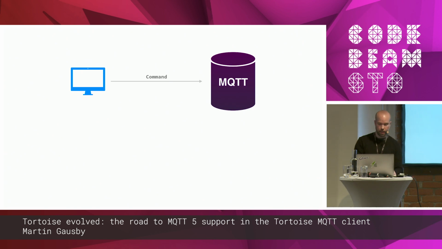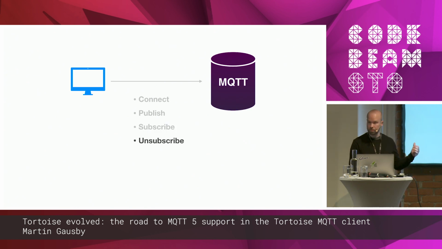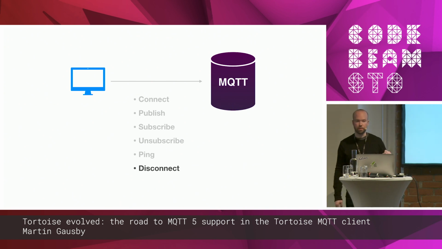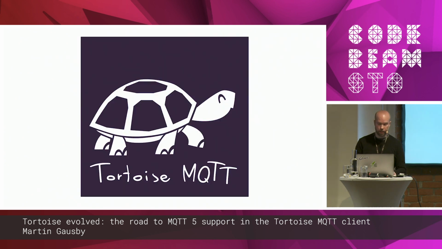So in short, a client can do the following to an MQTT server. We can of course connect to it, and we can publish messages. We can subscribe to topic filters. We can unsubscribe from topic filters, and we can ping it, and we can disconnect. And it sure would be neat if somebody had built a good client for it, for Elixir, and somebody has.